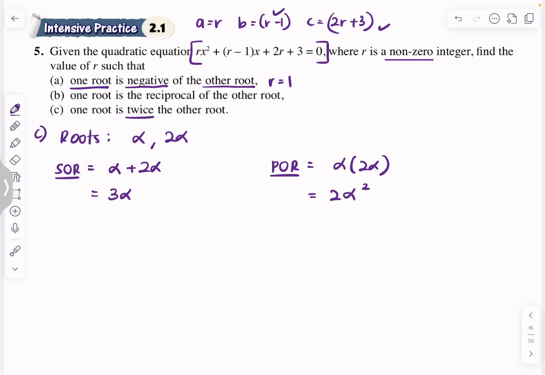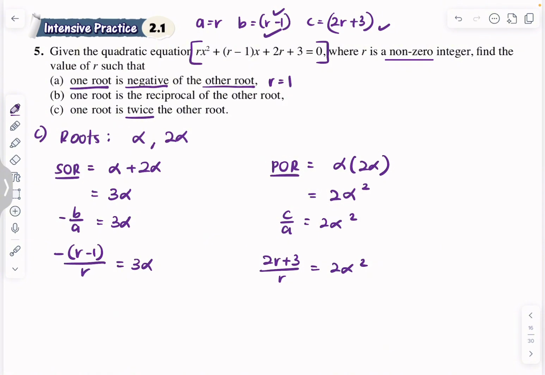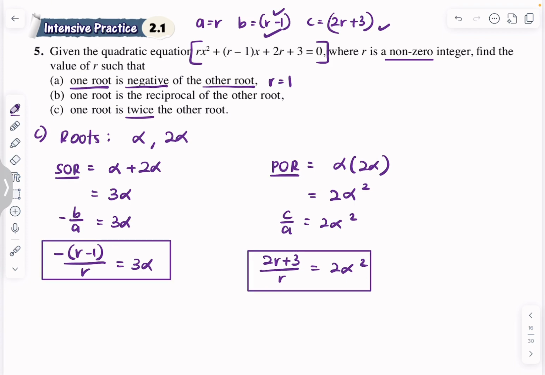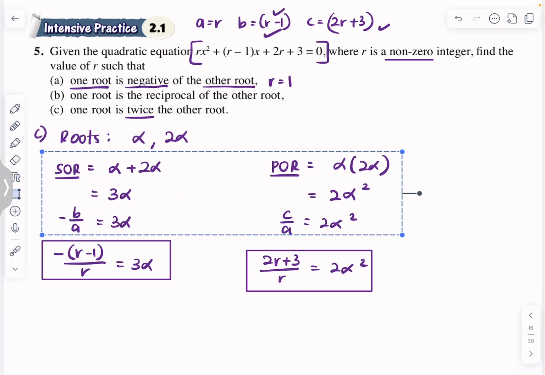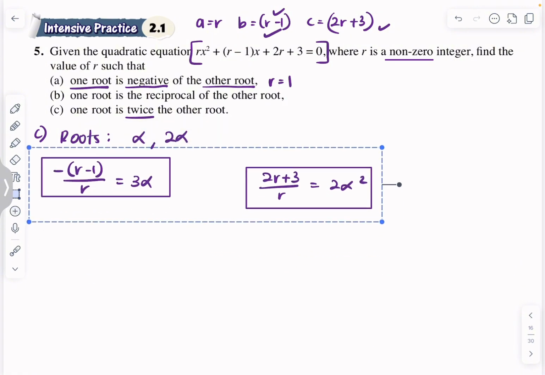Okay. So the sum of roots is also negative b over a. So negative b, r minus 1 over a. This one, the product of roots will be c over a. So c will be 2r plus 3 over r equals to 2 alpha square. Alright. So now we have two equations with two unknowns. So we have to solve them simultaneously. Let's erase this first. Okay.